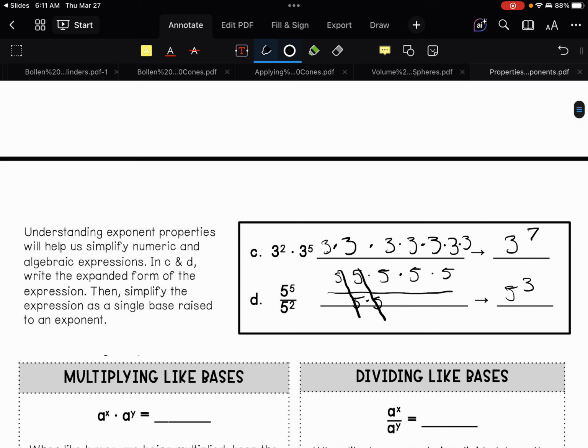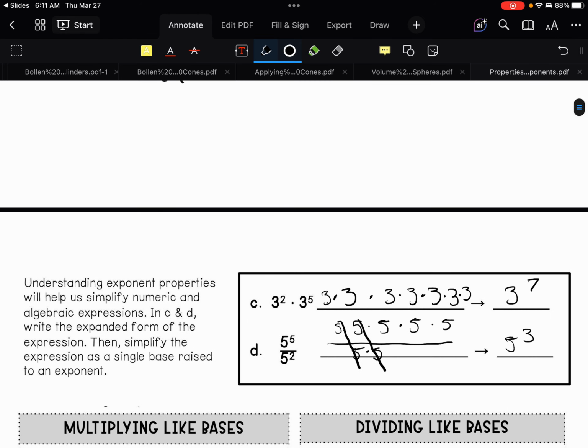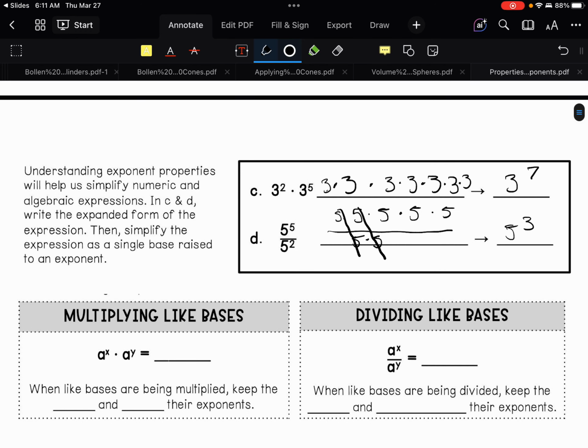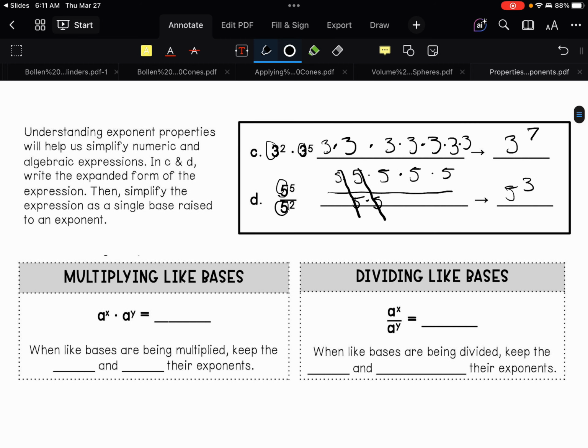The examples shown show us the two properties that can be used to simplify where like bases are being multiplied. So these are all like bases. Our bases here, the 3's are the same here, and the 5's are the same here. So multiplying like bases is a to the x times a to the y is the same as saying a to the x plus y. So when like bases are multiplied, you keep the base and add their exponents.